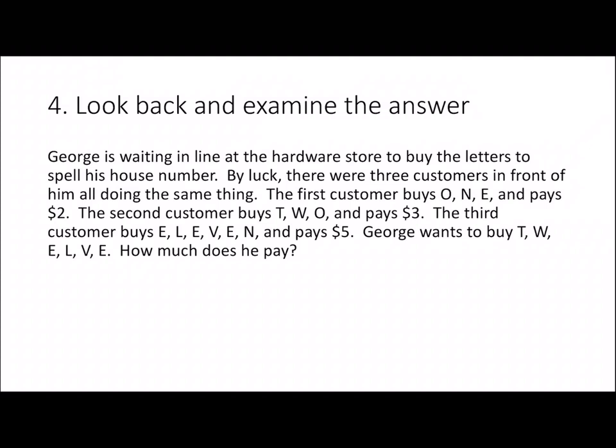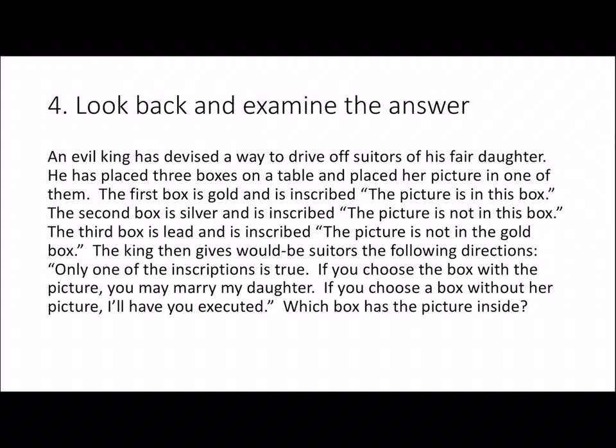Here's another similar type of problem, at least I thought. An evil king has devised a way to drive off suitors of his fair daughter. He has placed 3 boxes on a table and placed her picture in one of them. The first box is gold and is inscribed, "The picture is in this box." The second box is silver and is inscribed, "The picture is not in this box." The third box is lead and is inscribed, "The picture is not in the gold box." The king then gives would-be suitors the following directions. Only one of the inscriptions is true. If you choose a box with a picture, you may marry my daughter. If you choose a box without her picture, I'll have you executed. Which box has the picture inside?